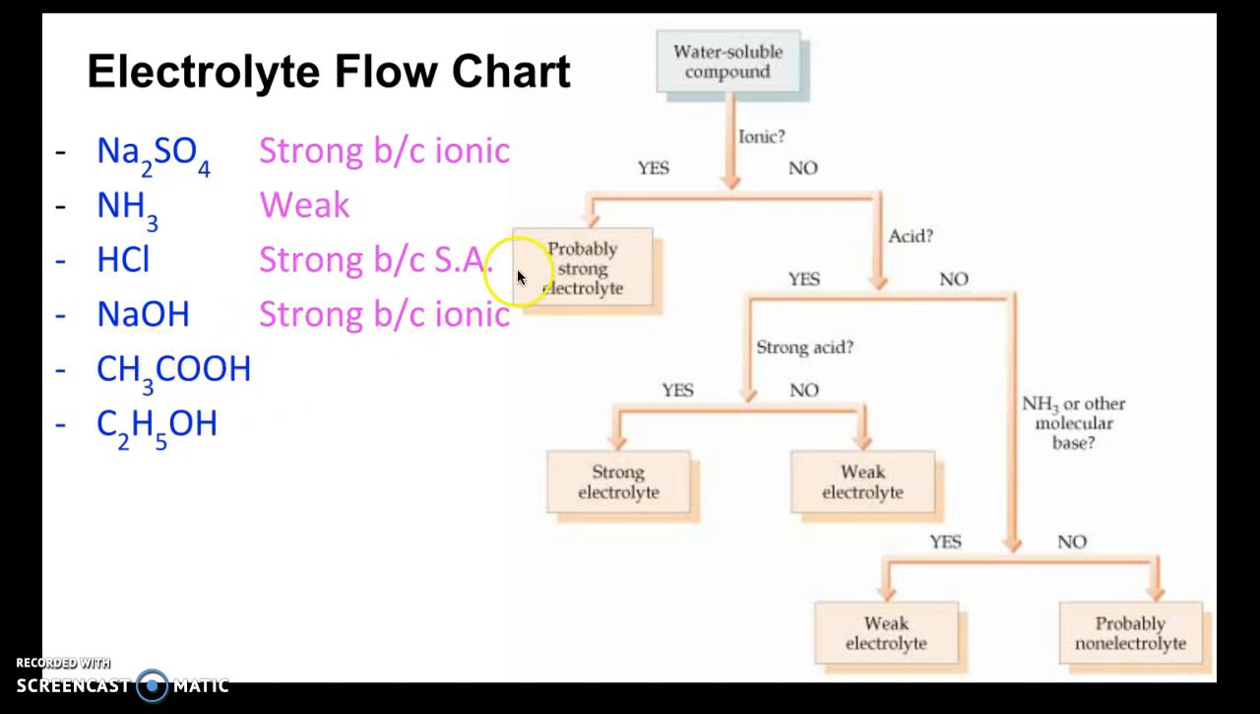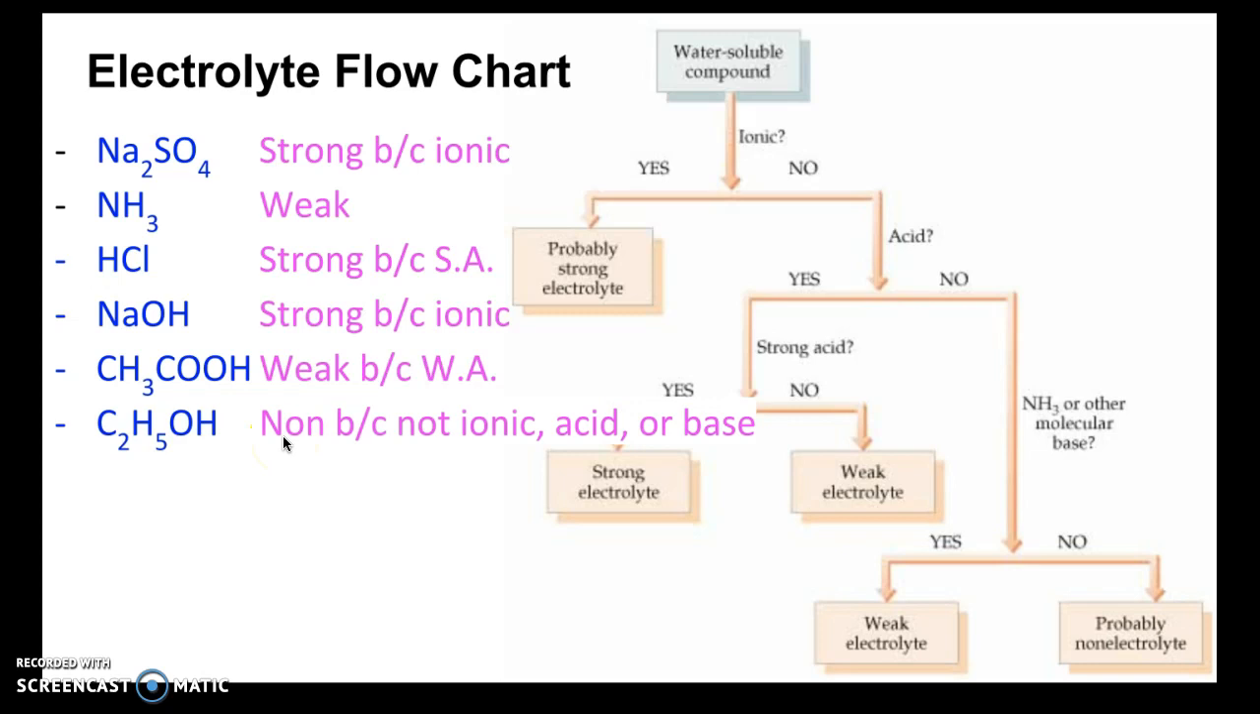CH3COOH, got that COOH group there, so we know it's not ionic, but it's an acid. However, it's a weak acid, so it's a weak electrolyte. And then finally, for this one here, it's not ionic, it's not an acid, and it's not a base, so this would be a non-electrolyte. That's methanol. All right, so you can copy this flowchart if it's helpful for you to use, or if not, you can just utilize the list on the previous slide to sort of identify things as strong, weak, or non-electrolytes.